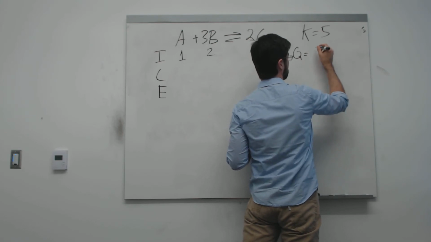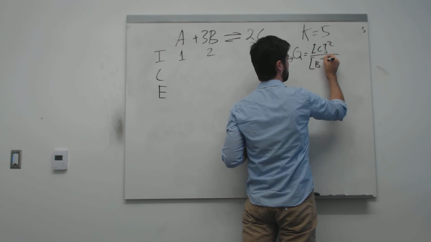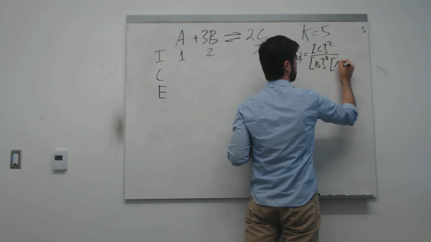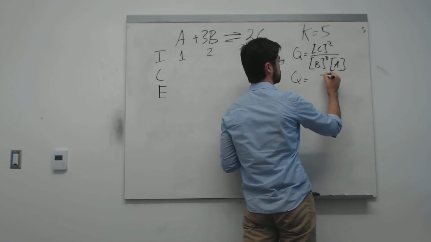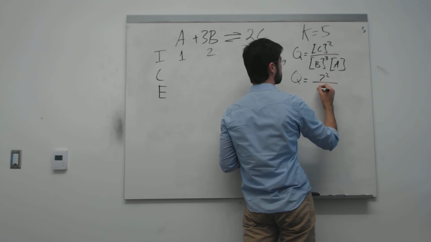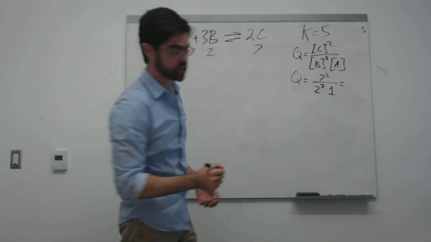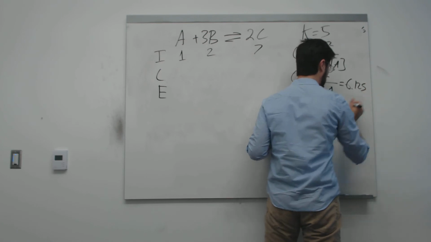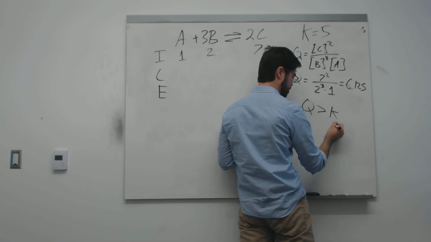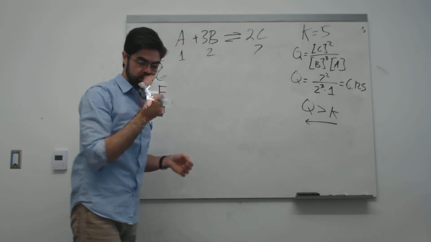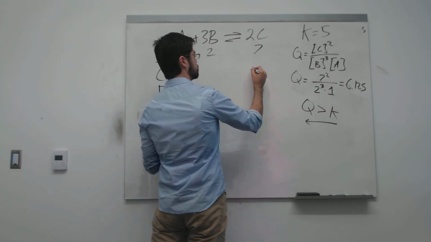The reaction quotient should be equal to the concentration of C squared over the concentration of B cubed times the concentration of A to the first power. So I calculate Q should be equal to 7 squared over 2 cubed times 1. That ends up being equal to 6.125. So I can say Q is greater than K, which means the reaction shifts towards the reactants. I have too many products, so the reaction will shift towards the reactants.